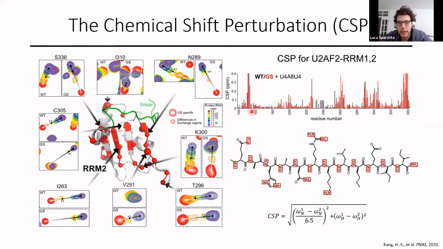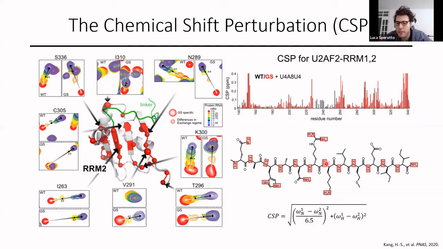Another thing: as I said, this is thanks to the J coupling. You can collect this type of spectrum because during your pulse sequence, thanks to the J coupling, you are selecting only this group here.